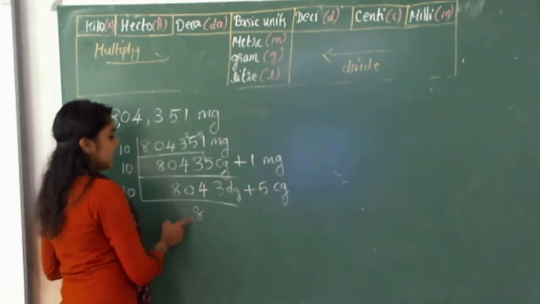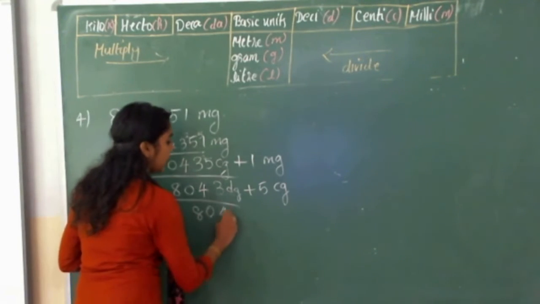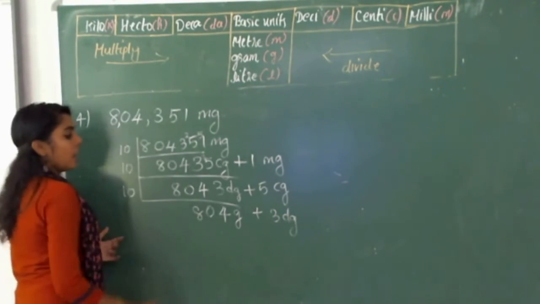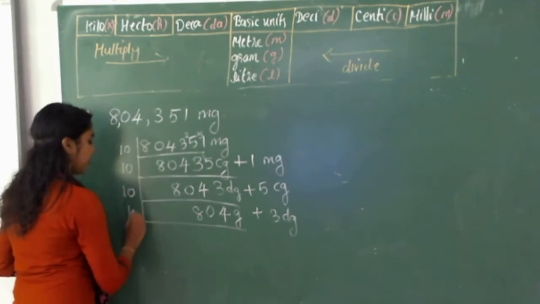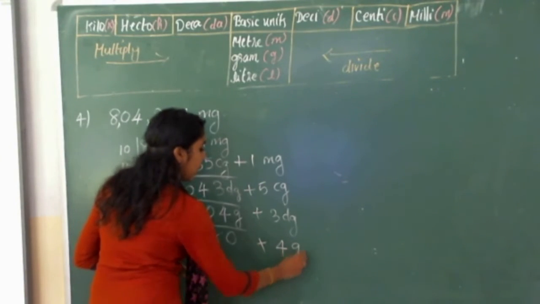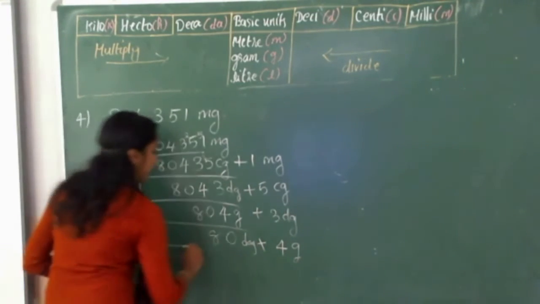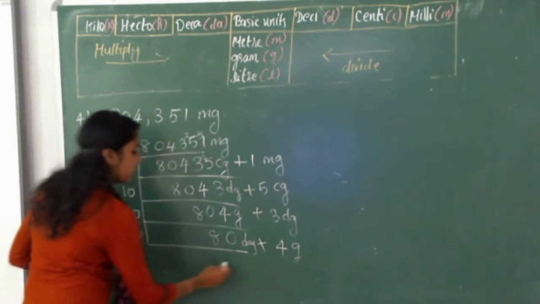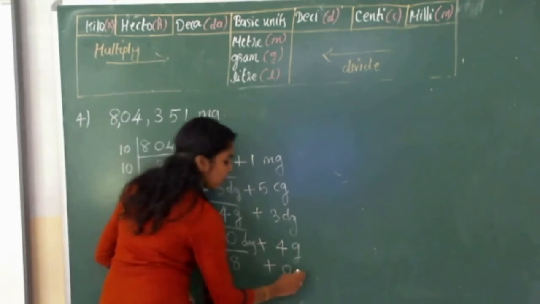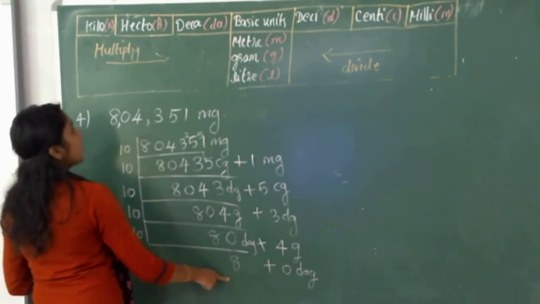Okay. So 10 eights are 80. Then next one 4, 0. 10 fours are 40 plus 3 decigram and 804 gram. 10 eights are 80. Then 4 gram, 80 decagram. Okay. Again 10, 8 plus 0. 10 eights are 80 itself. So 0 decagram, 8 hectogram.